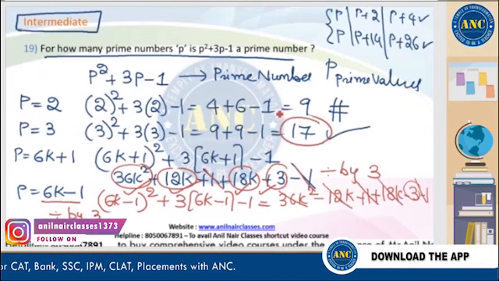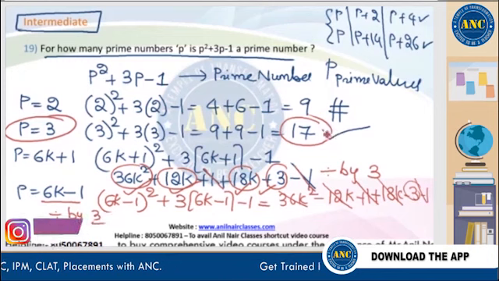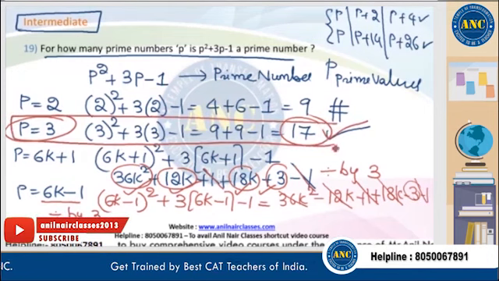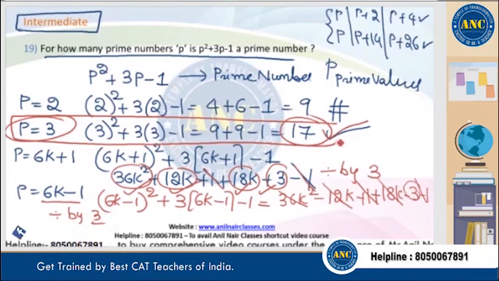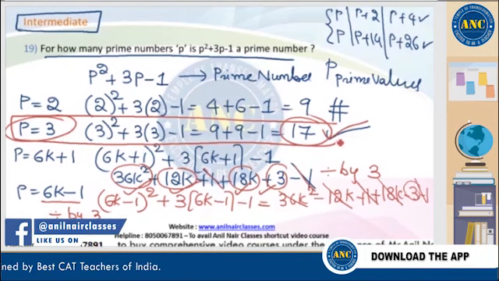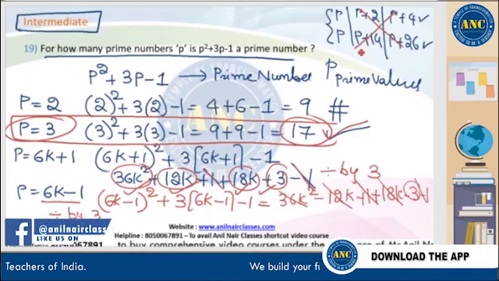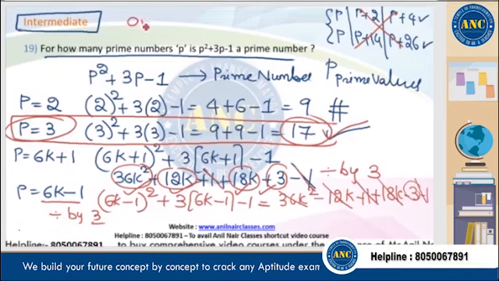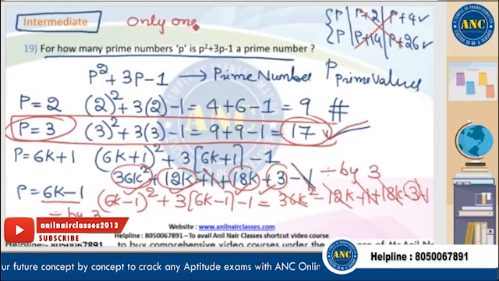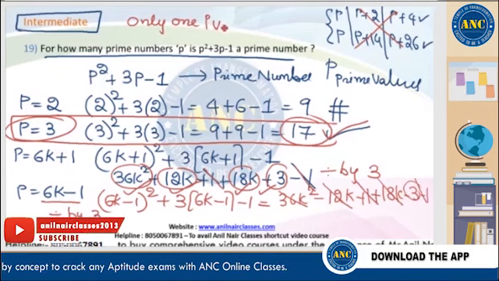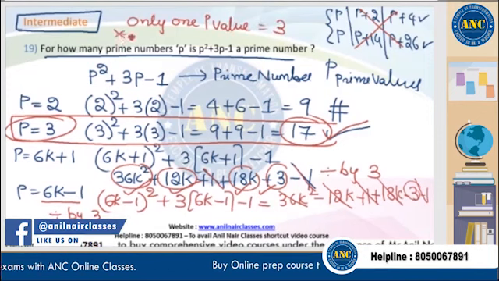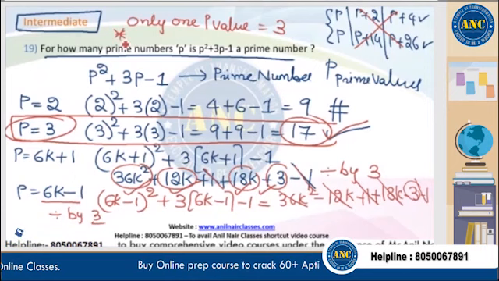So only for one value, p equal to 3, am I getting a prime number on the right hand side. Only one value. Remaining all the numbers are composite numbers. So the answer is only one prime value, and the p value is 3. I hope the idea is clear.